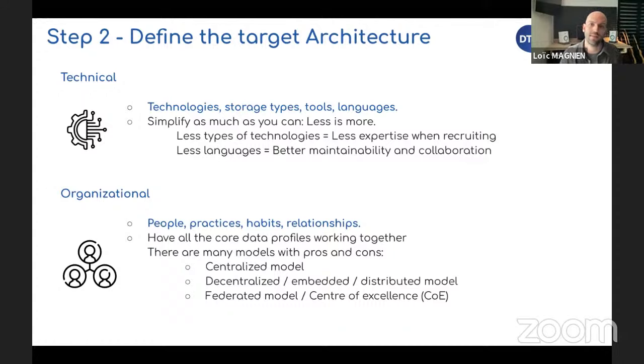Organizational, it's all about people, practices, habits, and relationships. There are many schools here when it comes to organization. My advice is to have all the data people and profiles working together somehow. I'm not a big fan of the decentralized models, because usually you have them in different business units or teams, and they do not communicate together, and they end up reinventing the wheel on their sides. I'm more a fan of the federated or centralized model, because you can get all the data people together and build career paths for those people.